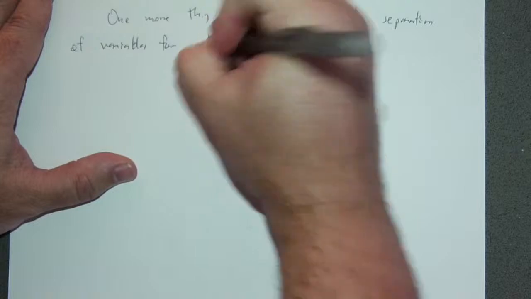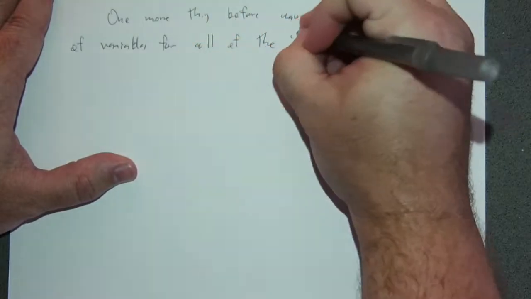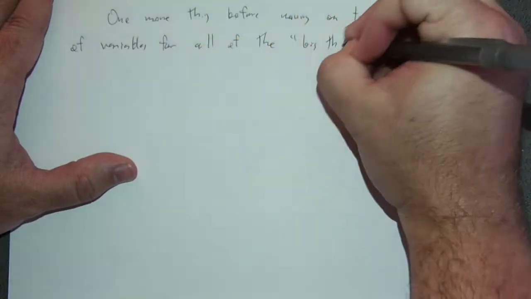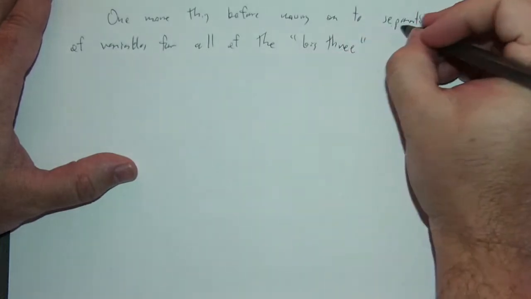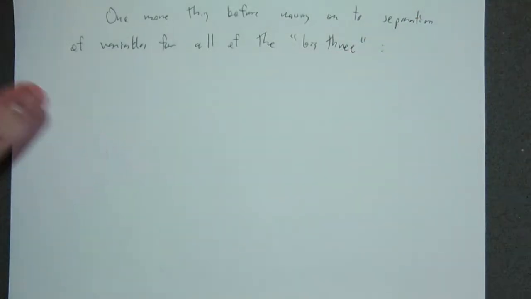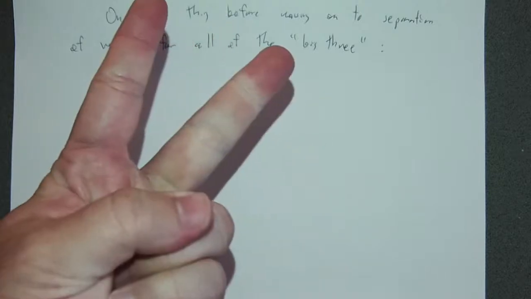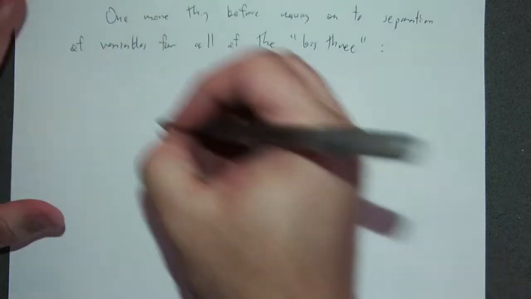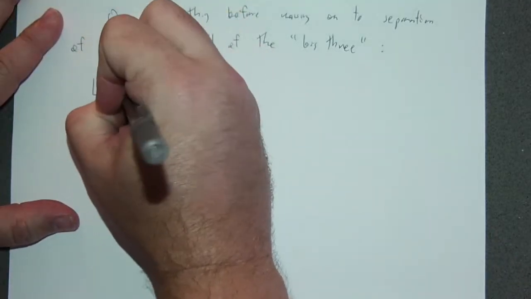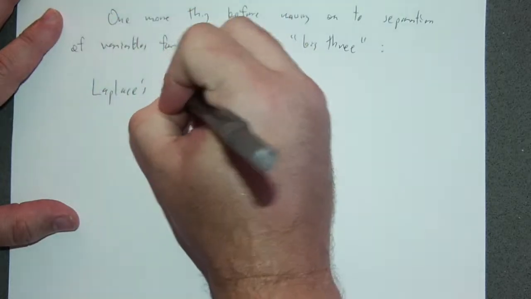For all of the big three. Well, it's called the big three because there's three of these equations, and we've only talked about two of them so far. We've talked about the wave equation and the heat equation, right? So it's time to talk about Laplace's equation.